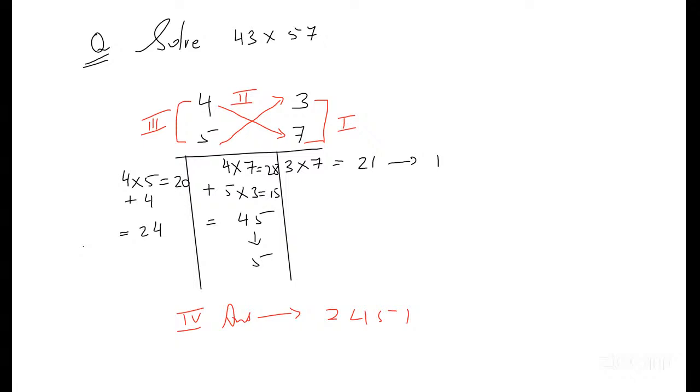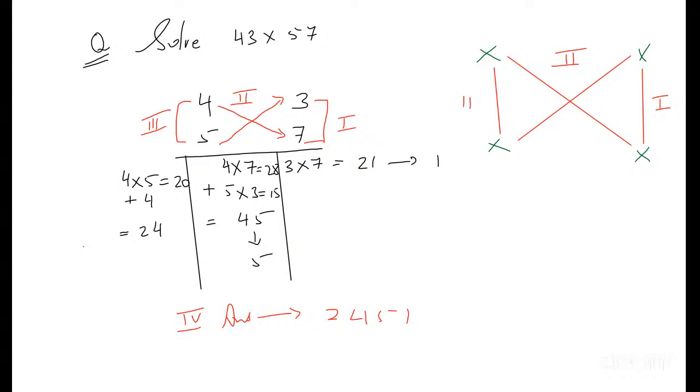The first step is multiply the numbers up and down. Suppose I have my numbers here. The first step is multiply the numbers at the units place. This is my first step. Then my second step is we will do cross multiplication like this. This is the second step. Third step is we will multiply up and down again the numbers at the tens place. This is my third step.